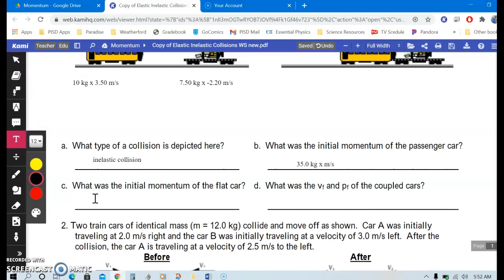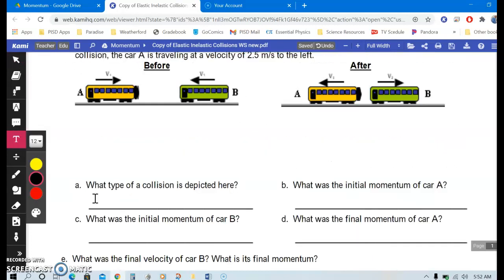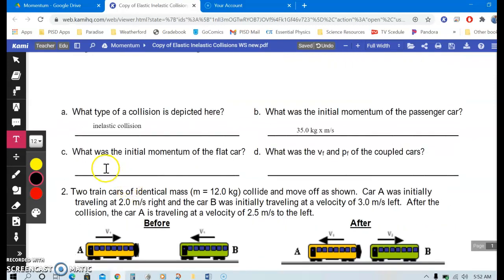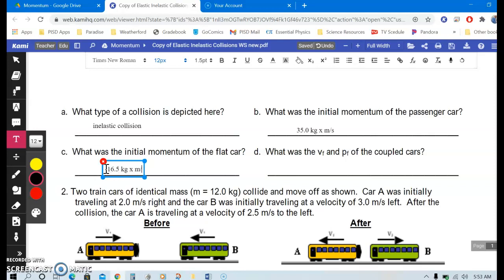Negative 16.5. Oops, whoa. Hang on, what happened here? Okay, let me try this again. All right, negative 16.5 kilograms times meters per second. All right, there we go. Okay, so far there we go. We've got the initial one.